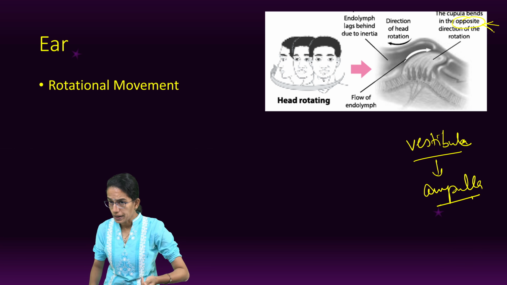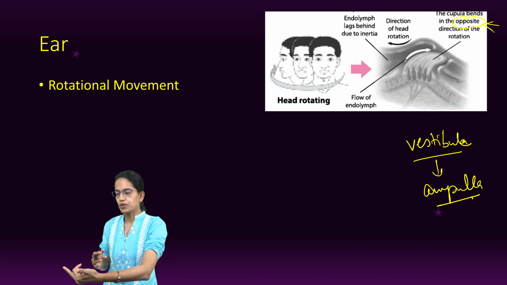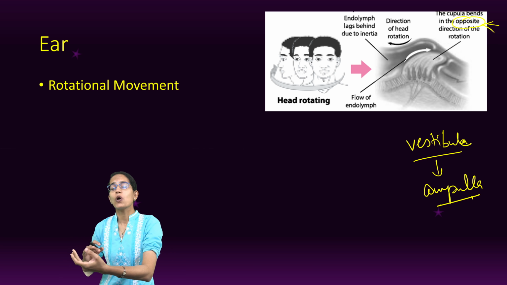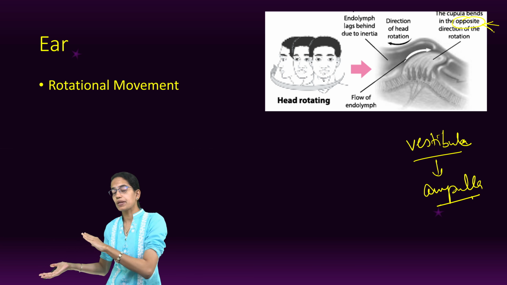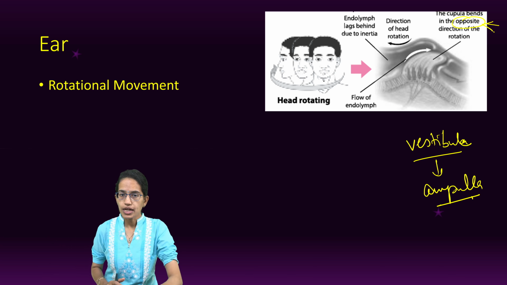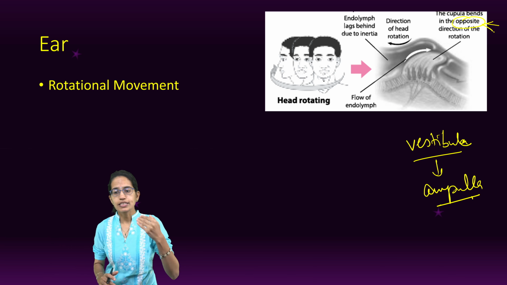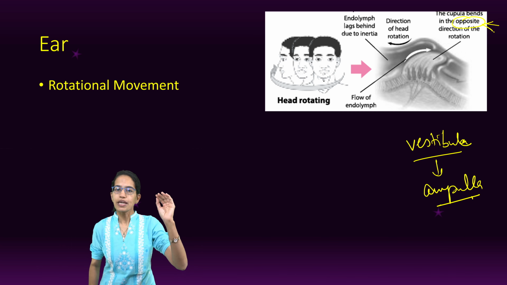Now with this bending, what would happen? Either there would be depolarization or hyperpolarization based on where the cells are moving. Now if the cells are moving in the same direction or the opposite direction, based on that there would be a depolarization or a hyperpolarization. Finally the signal would go on to the brain and this would be activated.